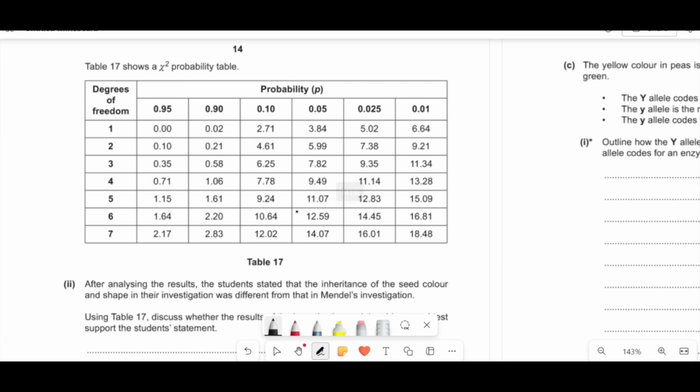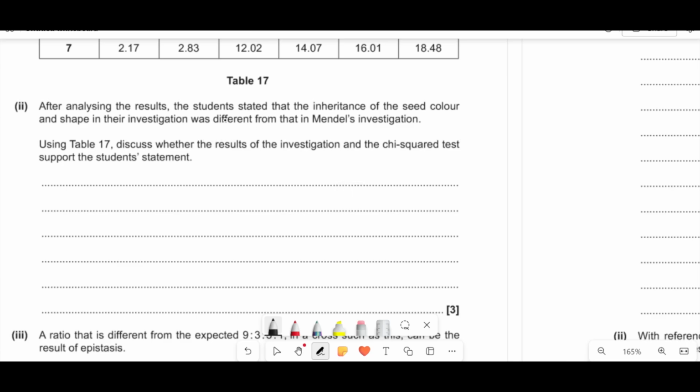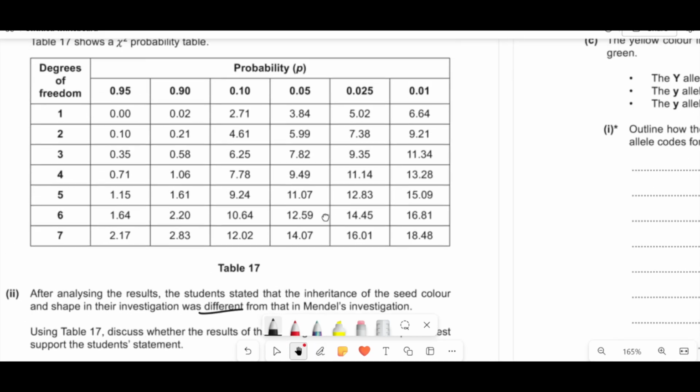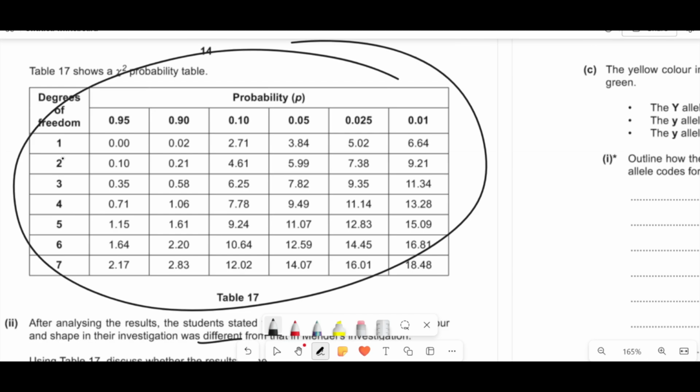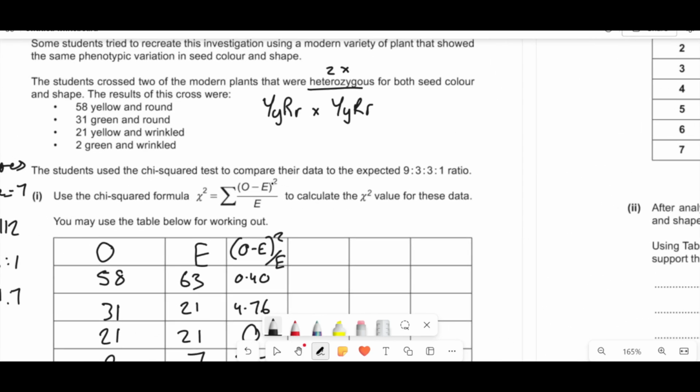There you go. Now here it shows you a probability table, and it says, after analyzing the results, the student stated that the inheritance in seed color investigation was different from that in Mendel's. It says, using table 17, discuss whether these support the statement. So number one, what we need to do is figure out what we use from this table. This table tells you the critical values for p and whether it's significant or not with every p-value. The chi-squared test is looking at whether the difference between the observed and the expected is statistically significant, as in, is there less than a 5% probability that it's due to chance?